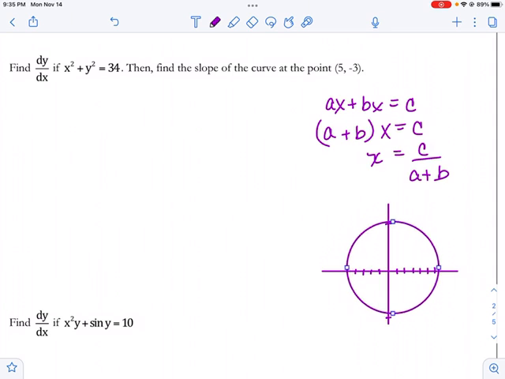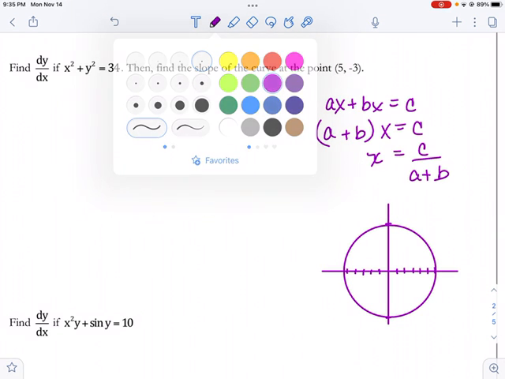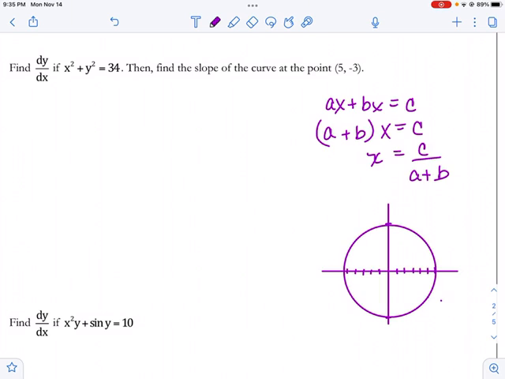Let's see if I can draw a pretty good circle and fit it in there, somewhere around there. If we can just estimate, the point 5, negative 3 would be somewhere about right here. And there's the point. So it definitely has to have a positive slope. Here's the tangent line there.